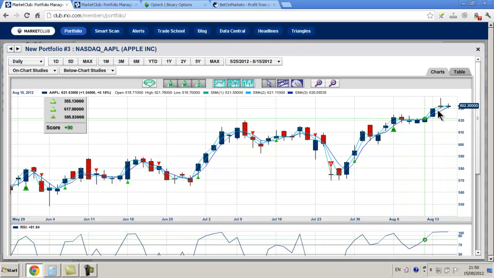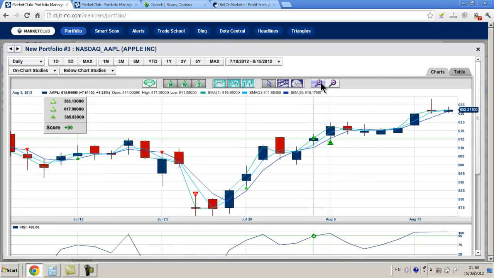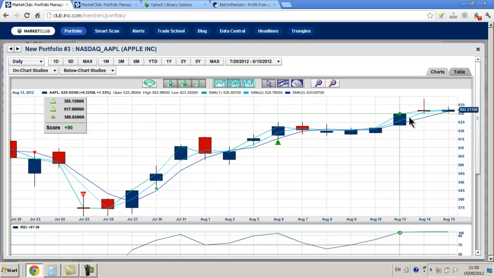Now, if I can zoom in on this last one here, I'll just show you why I'm using these simple moving averages. I'm on a daily chart. See, we almost missed those ones. Then it went sideways, and this is where we are now, August the 15th. So that just gives me an indication of where it's going.